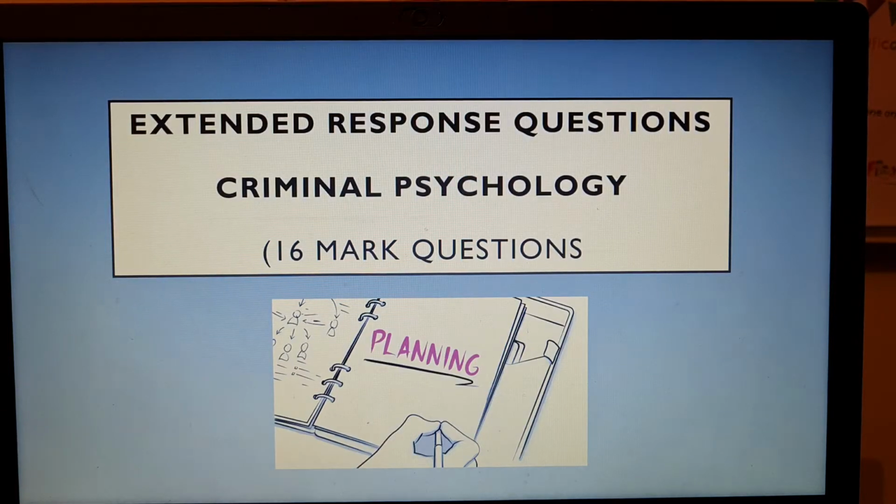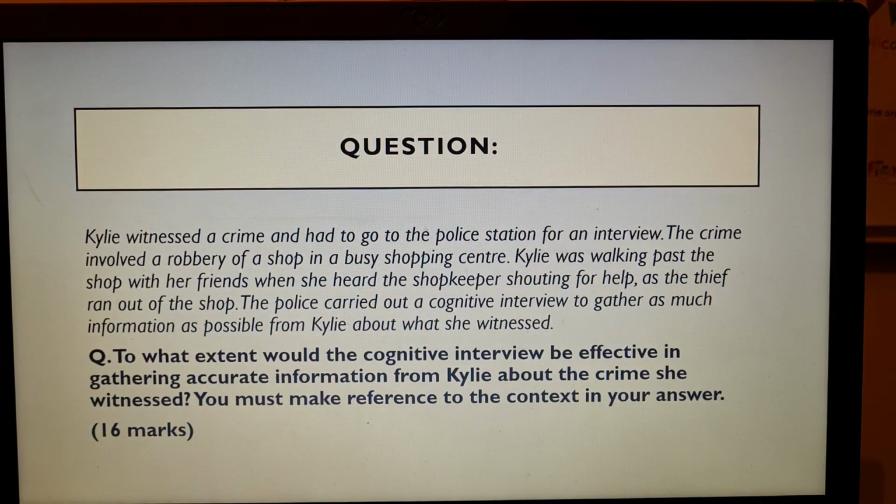So today we are looking at how to plan and answer a 16-mark question in the exam, which is obviously an extended response question. And we are going to specifically look at A2 criminal psychology for Edexcel. So we're going to go through an example of an exam question, which is a 16-mark question, and then have a look at how we go about planning the type of marks that are available for this question.